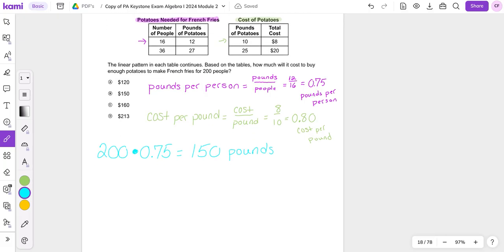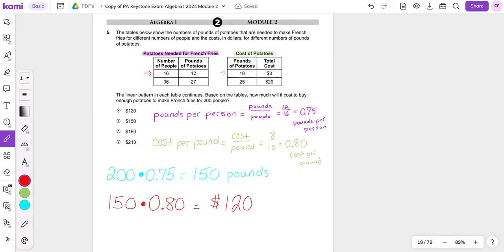Now that I have the total pounds, I now have to calculate the total amount of money. So I now take the 150 pounds, and I'm going to multiply that by the cost per pound, the 0.80. And this calculates to be $120. And examining our multiple choice options, that is going to be option A.